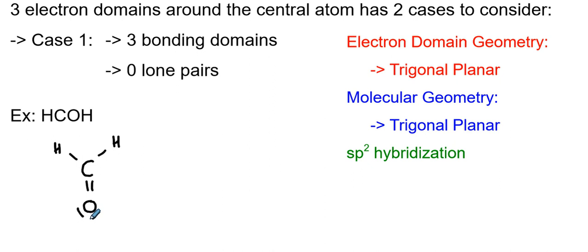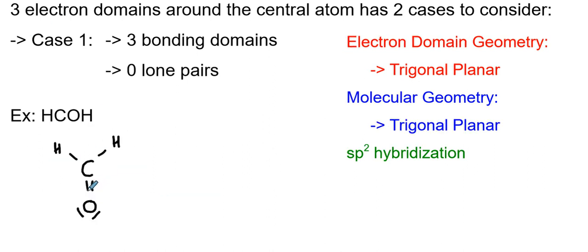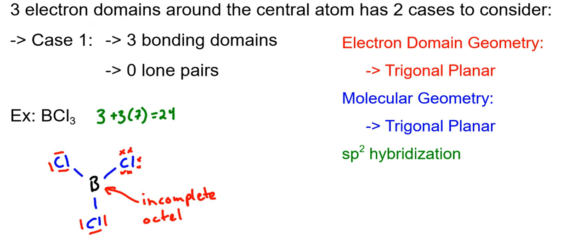So what makes this one different than this case here is that these 3 electron domains are all single bonds, whereas these 3 are not all single bonds. So go back to the previous example for a minute. A key piece here is that all of these bond angles are 120 degrees. They're all the same, spread out in 3D space.